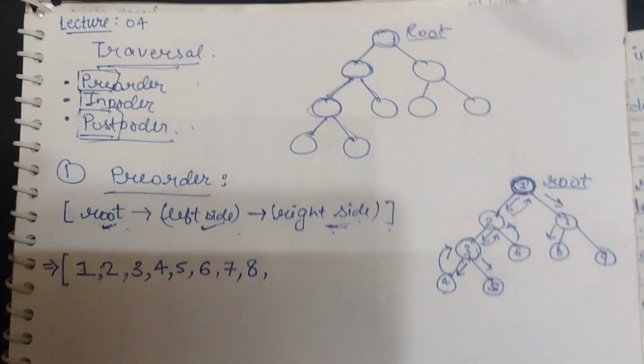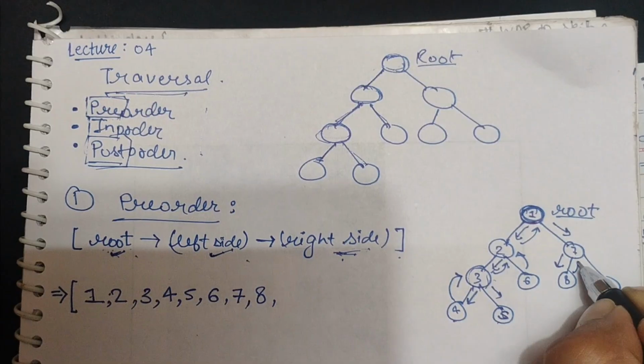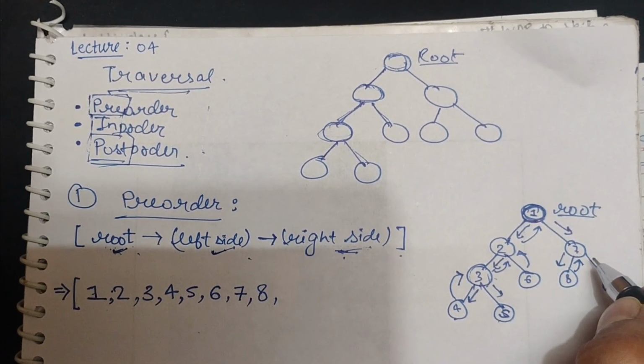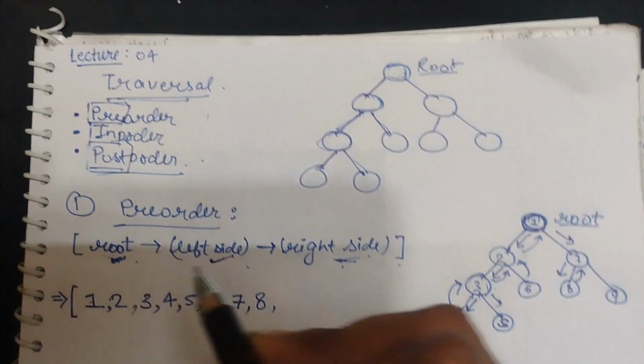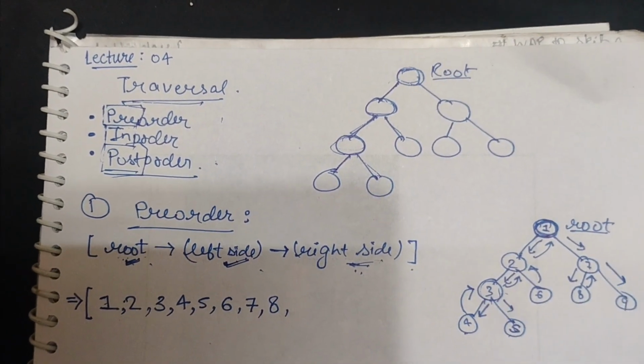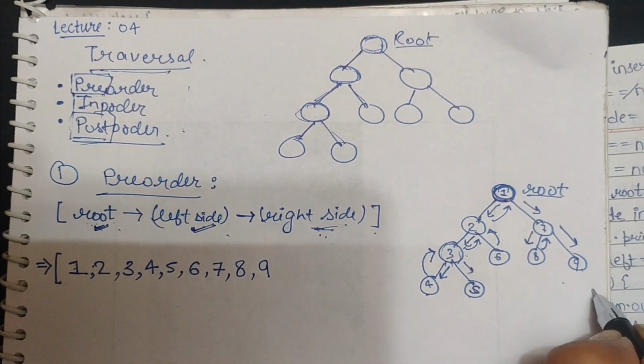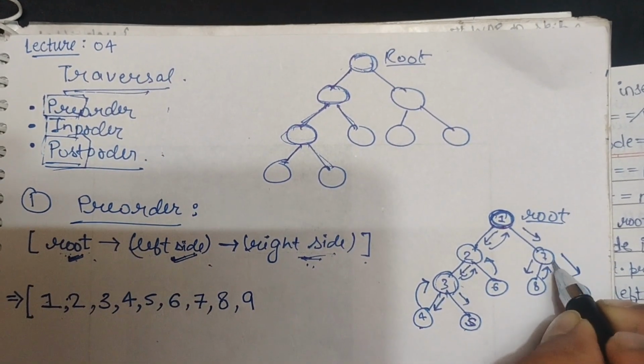It will print 8. Okay, does 8 have left or right? No, it does not. Then it will return back to 7. 7 has executed this, but not this. 7 will come down to 9, and I will print 9. Does 9 have a left or a right? No, it does not. Then it will come back to 7.